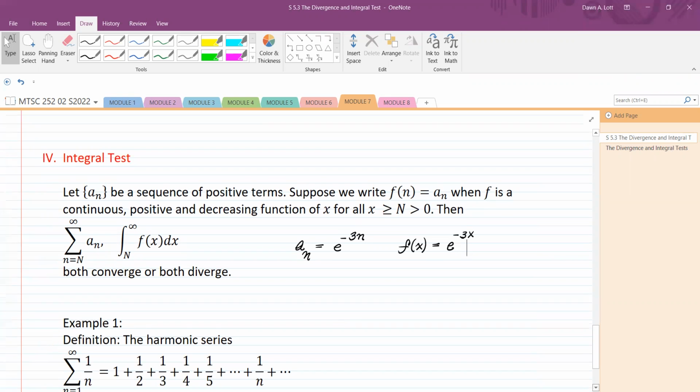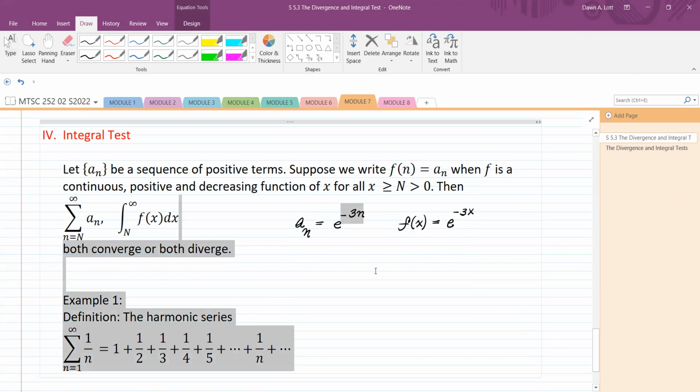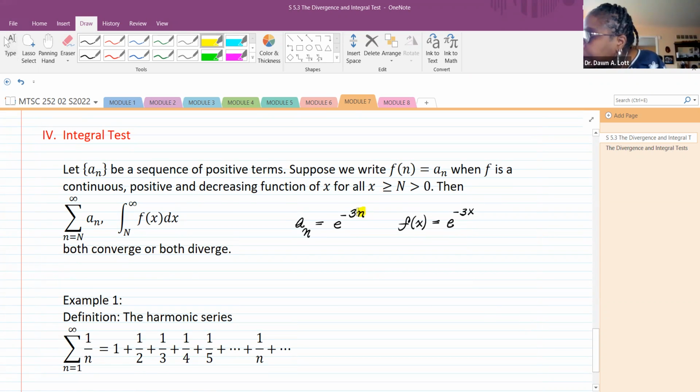So the n just becomes x for the function? The n becomes x. Okay. Yeah, the n becomes x for the function.